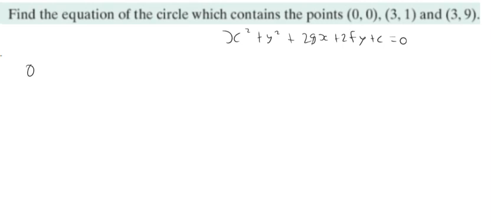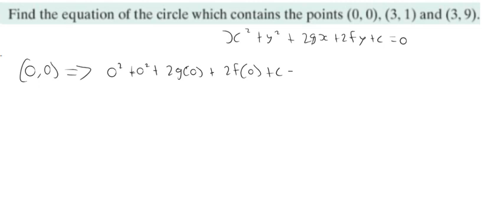So this one actually works out nicer because of the 0, 0. So the 0, 0 makes it a little bit easier. So 0 squared plus 0 squared plus 2 times g times 0 plus 2f times 0 plus c is equal to 0. So all the first 4 terms end up being 0, so we just get that c is equal to 0, which is useful when we're solving the rest of it. So I'm going to sub in the next point now.